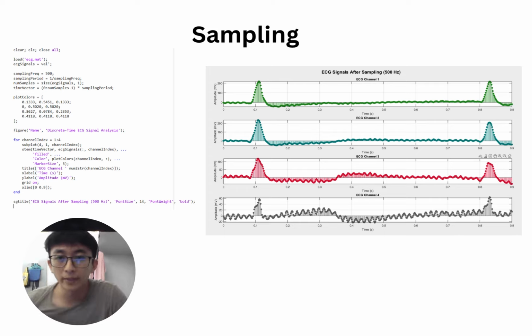Hi everyone, my name is Chao Yen Chan, and my part is sampling. Sampling is the process of converting a continuous signal into discrete data points for computer analysis. And here is our result.